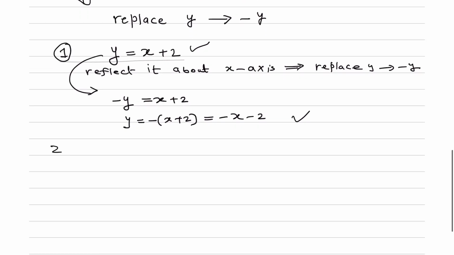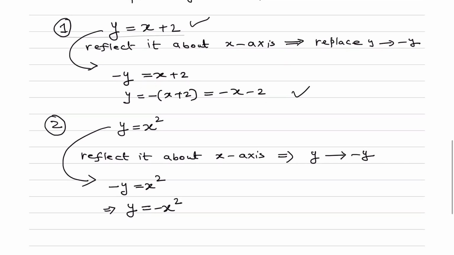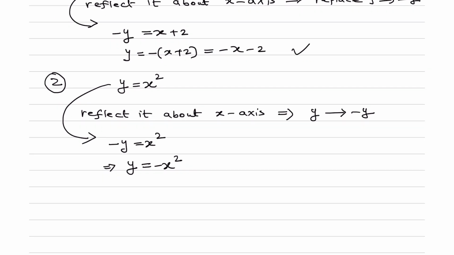Let's try one more example. We have a graph y equal to x square and we want to reflect it about the x-axis. So now we know the rule that if we want to reflect a graph about the x-axis, we have to replace y with -y. So in this graph, when we replace y with -y, we get this, and one more step of simplification gives us y equal to -x square. This is how we reflect a graph about the x-axis.